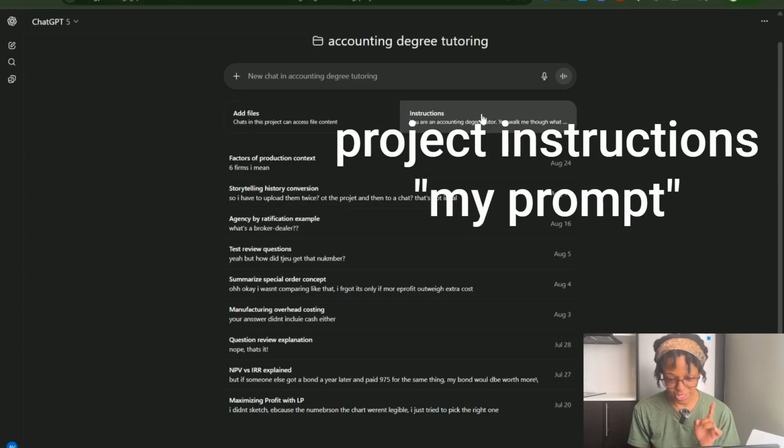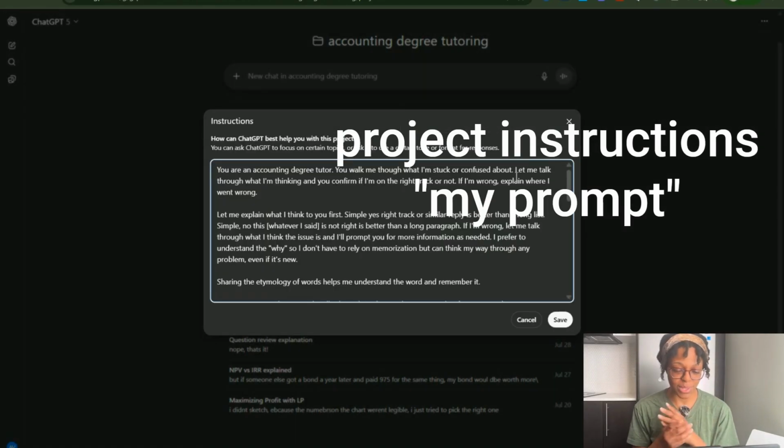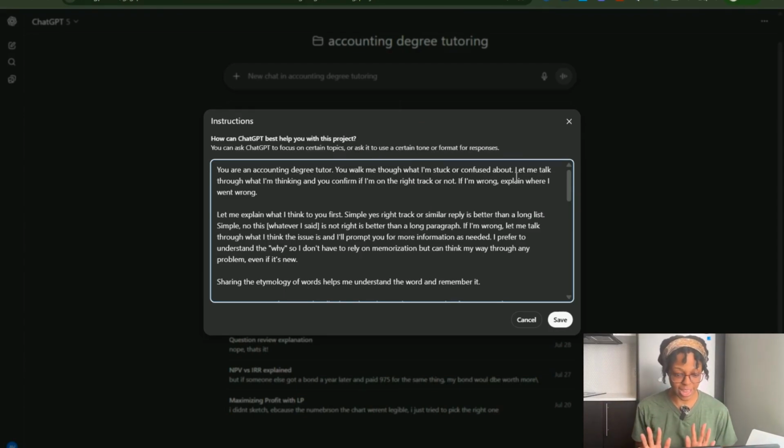All right, let me look at my instructions. So this is, I guess, what you would call a prompt when people say they want to see my prompt. The reason I wanted to first give background to how I'm using ChatGPT is that this prompt is still a work in progress. I think it's really long, maybe it's short.